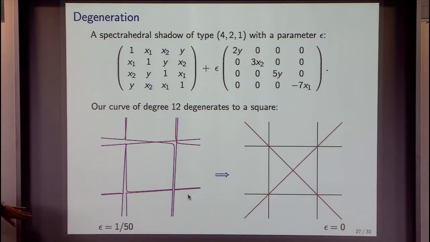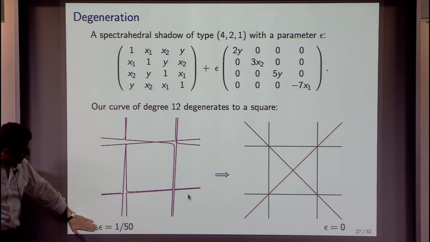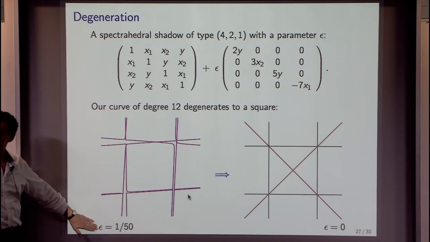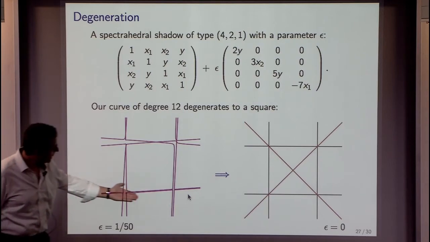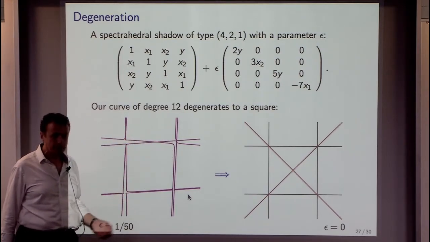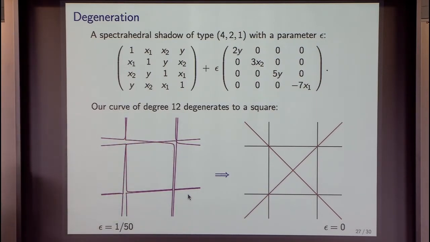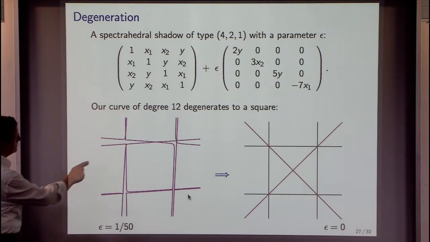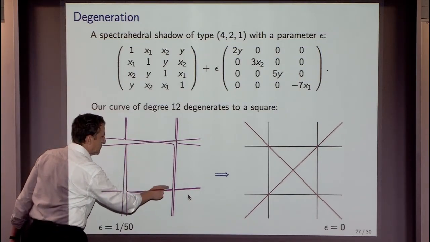Okay, so let me pick epsilon to be 0.02. Well then, I get this degree 12 curve. Here it is in purple. It has 46 singular points over the complex numbers. And you can see the spectrahedral shadow.